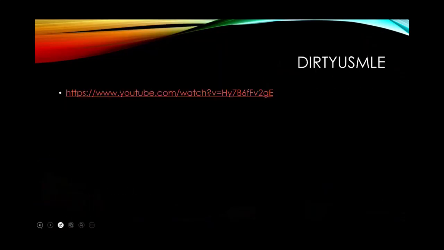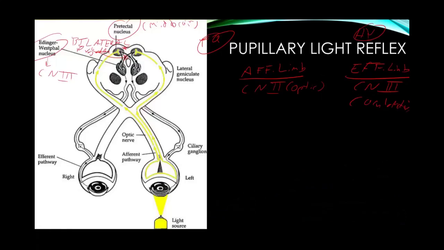From the Edinger-Westphal nucleus, and we're just doing one side right now, it's as if the light got shown in the left eye. So remember, contralateral, so right pretectal nucleus, then bilateral projection to both ipsilateral and contralateral Edinger-Westphal nucleus.